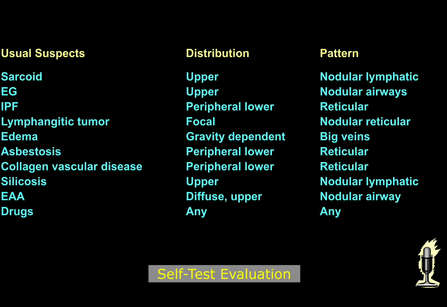I hope you have enjoyed this lecture. Here's an aid to help you remember the 10 usual suspects. Substitute histiocytosis for EG, use T for tumor, failure for edema, and environment for the inorganic and organic dusts. Now, what does that spell?